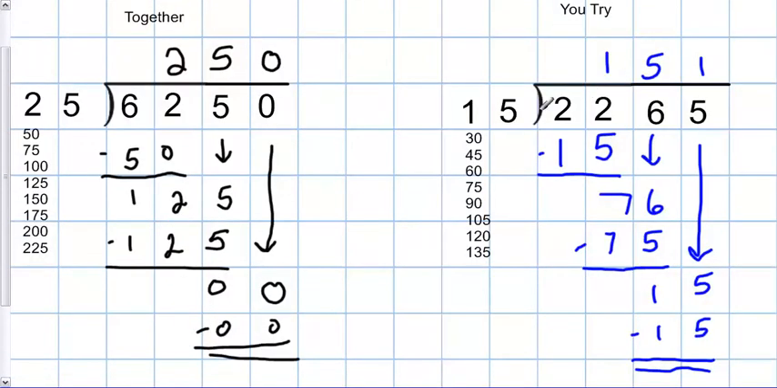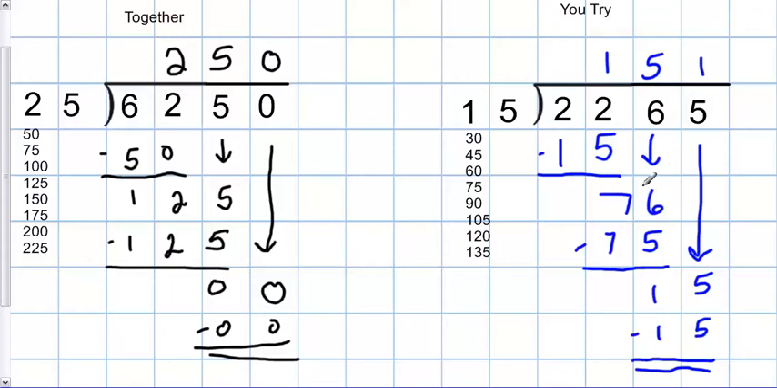Hopefully we have the same answer, 151. So let's talk about the steps. Counted by 15s, 15, 30, 45, 60, all the way down to 135. Then I group. Well, what number is larger than 15? 2 is not larger than 15, but 22 is. So I look over here, what's the largest number that's less than 22? It happens to be 15, so I've grouped. So I've got my 1 up here. 1 times 15 is 15. I subtract, 22 minus 15 is 7.